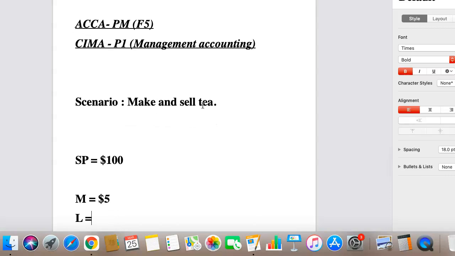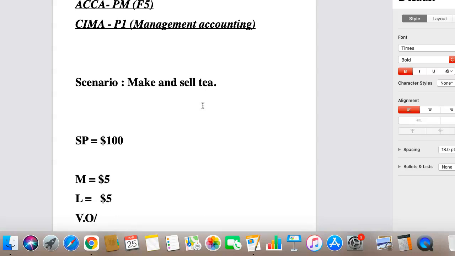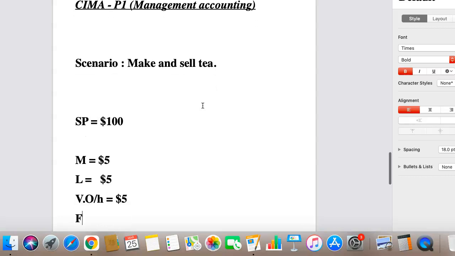Then you will have to pay the labor who is working in your shop to make the tea. Suppose you're paying him also $5 per cup of tea per unit. Then you will have the variable overheads, say another $5. And then you will have fixed overheads, right?